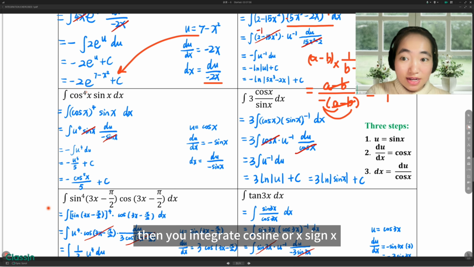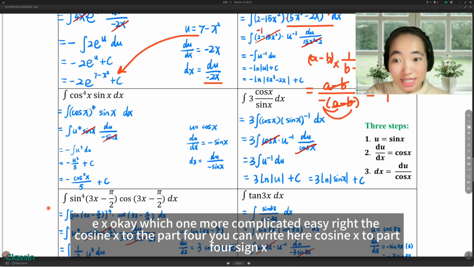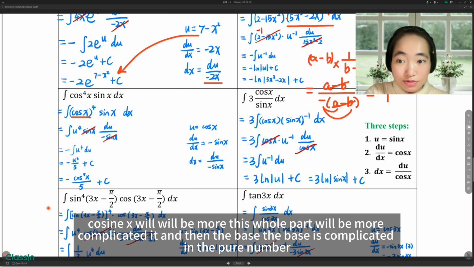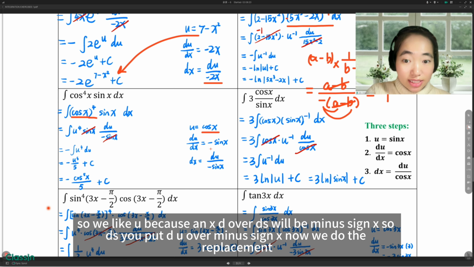You integrate cosine to the 4 x times sine x dx. Okay, which one is more complicated? Easy, right? The cosine x to the power 4, you can write here. Cosine x to the power 4 sine x dx. And then, of course, cosine x, this whole part will be more complicated. And then the base is more complicated than a pure number. So we let u be cosine x. du over dx will be minus sine x. So dx equals du over minus sine x.